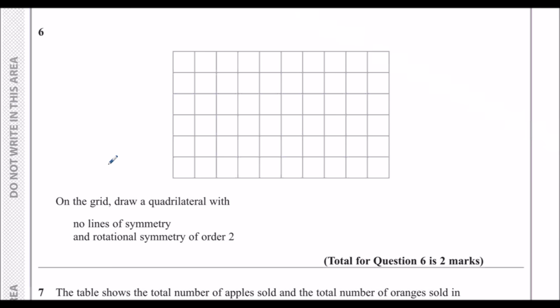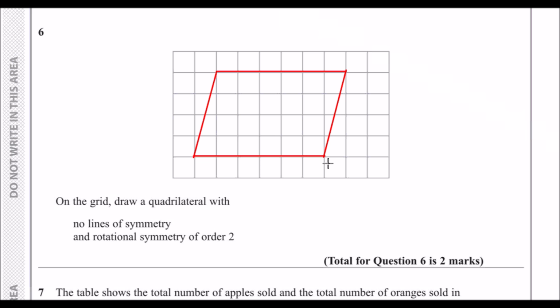Question 6. On the grid, draw a quadrilateral, so it's a 4-sided shape with no lines of symmetry and a rotational symmetry of order 2. So no lines of symmetry, but when we spin it around, it looks the same. So we are after a parallelogram. So any parallelogram would be okay here. So it's got 2 sets of parallel sides.